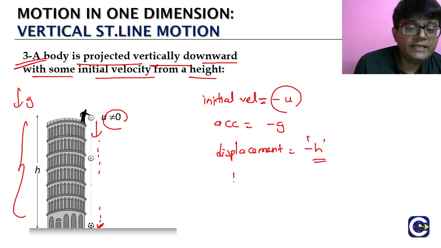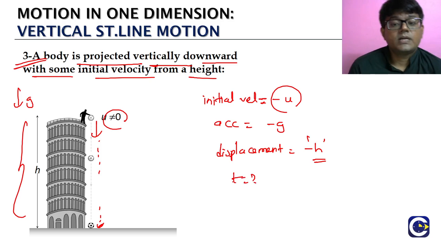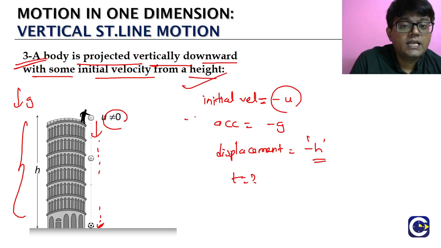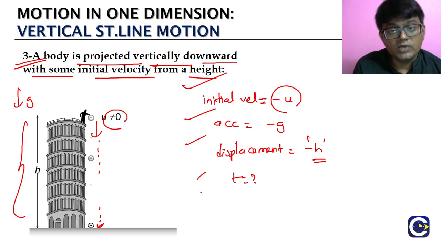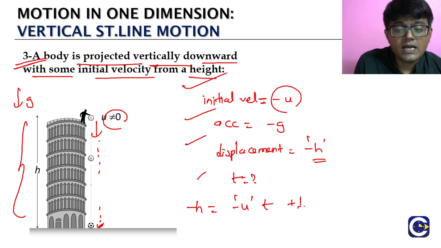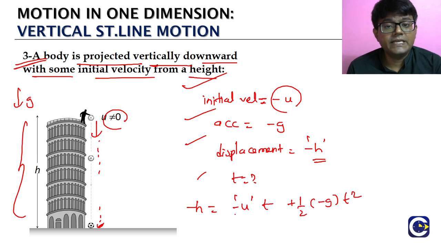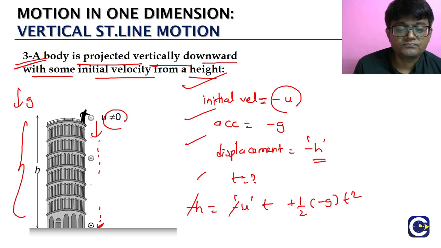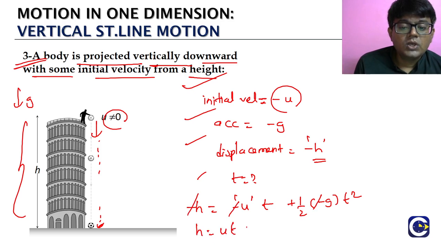Now we want to find the time of the journey. We have the initial velocity, acceleration, displacement and time, so what is the equation? S is equal to ut plus half at square. Displacement minus h is equal to initial velocity into t plus half into minus g into t square. We can see both sides have a negative, so we can cancel it off. So we get h is equal to ut plus half gt square.